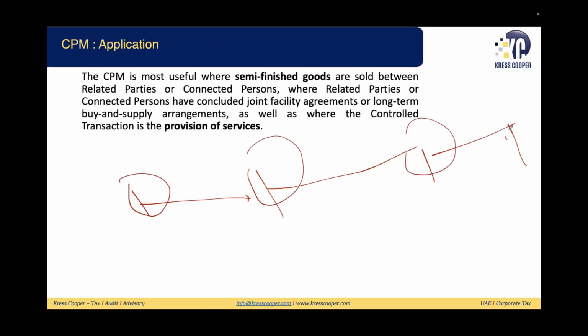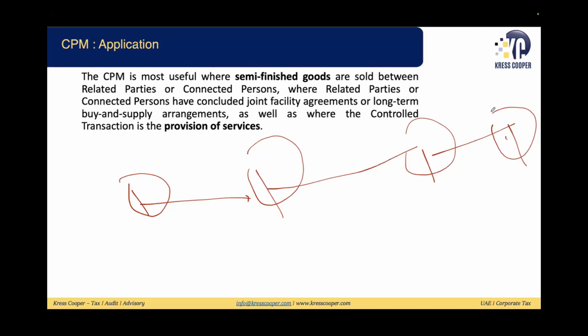When semi-finished goods are being transferred, you need to apply the cost plus method, because for semi-finished goods an external comparable might not be available. Internal comparables will also not be available because the goods have not been sold into the market. The simple method is to apply the cost plus method. The important thing is how you will identify the markup percentage, through internal or external comparables. These are the biggest challenges.